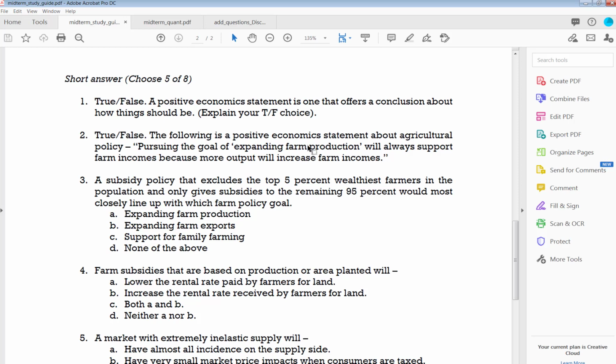So if someone looks at all the policies that expand farm production and could find one that didn't necessarily increase farm incomes or support farm incomes, then they would have a rejection of that testable statement. You may choose to go a different way. You may say it's false because these goals are distinct, and as long as you make an explanation for that, that's fine.